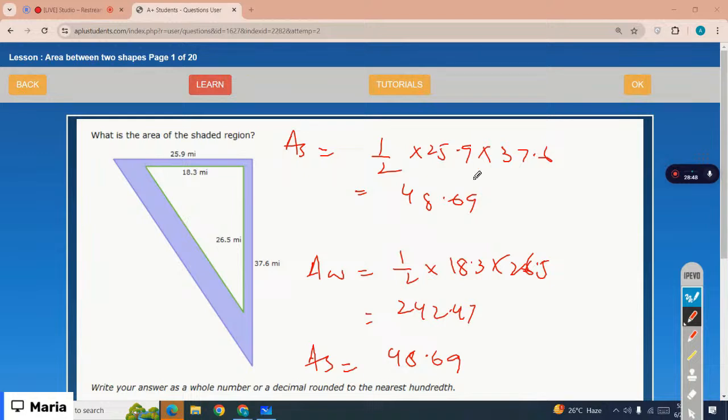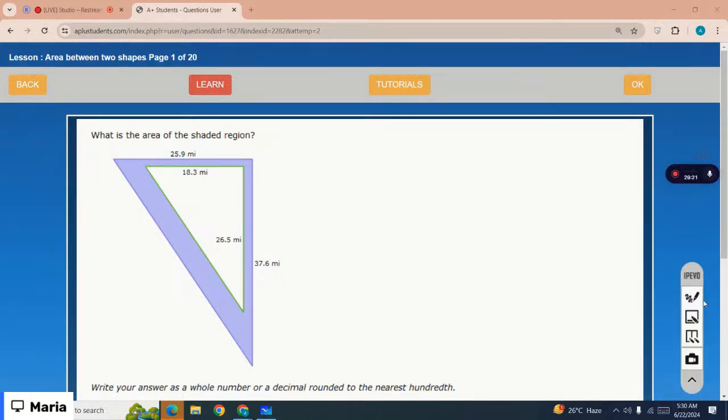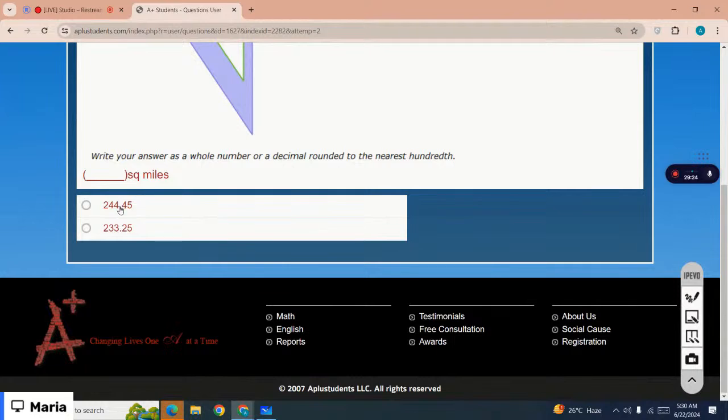Hold on, let me just see what's wrong with the question. 25.9 multiplied by 37.6, that is 973.8 divided by 2, that is 486.9, right? Now you can subtract. You have to do 242.47 minus 486.9. That is 244.43, the correct option. Option number one is the correct option, right?